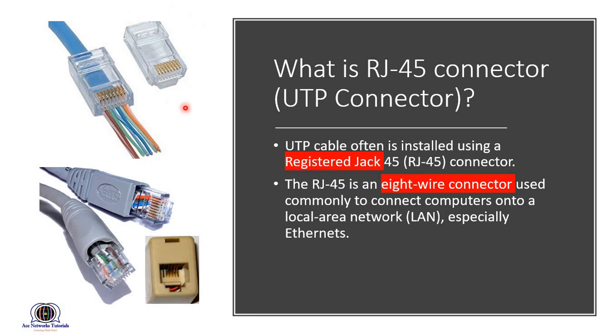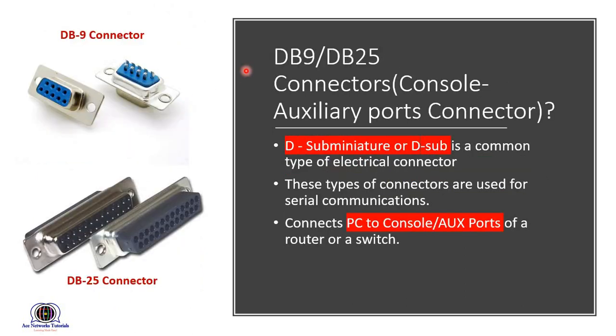Moving further, DB9 and DB25 connectors. DB here stands for D-sub miniature or D-sub, is a common type of electrical connector, named because of D-shaped metal shield. It is followed by a number of pins. These connectors are designed for serial communications, that's why DB9 and DB25 connectors are used to connect your PC with a router or a switch. On the left, you can see 9 pins connector and 25 pins connector.